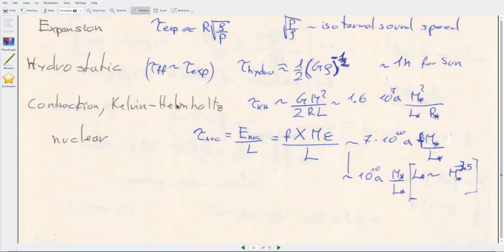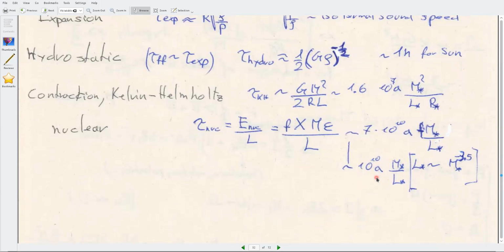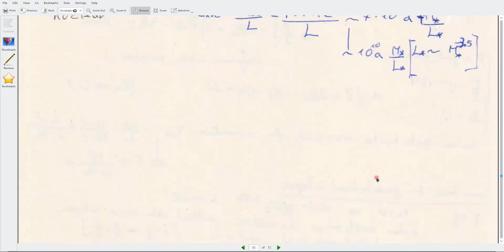The contraction with the Kelvin-Helmholtz time, the time that stars can produce luminosity just by contraction, is this value, and you see that it is around 10 million years, more or less, for something like the sun, in which the nuclear time scale for hydrogen is of the order of 10 billion years.